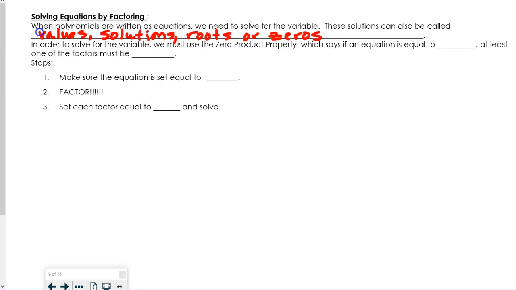So it says in order to solve for a variable, we must use the zero product property, which says that if an equation is equal to 0, at least one of the factors must be 0, okay? So we got to make sure the equation is set equal to 0. That's our first thing. Then we're going to factor it. Then we're going to set each factor equal to 0 and solve. So we're going to do that right here on the next slide.